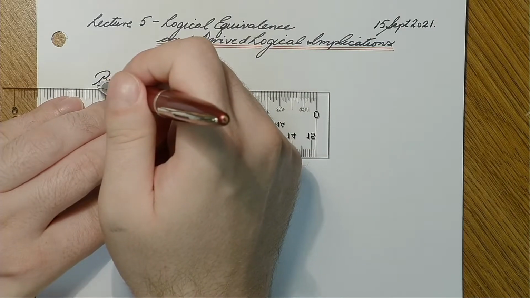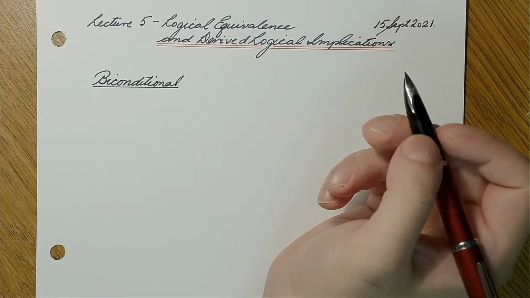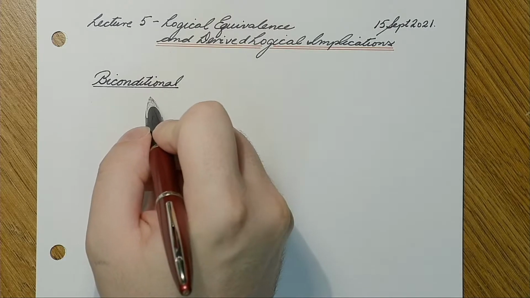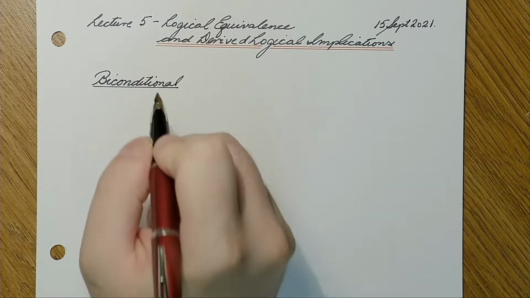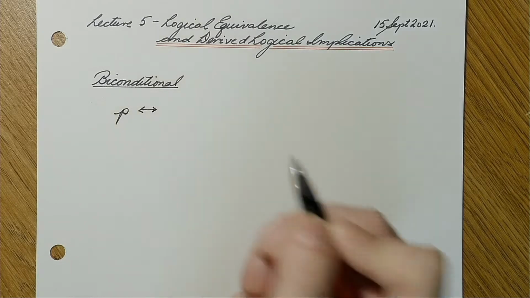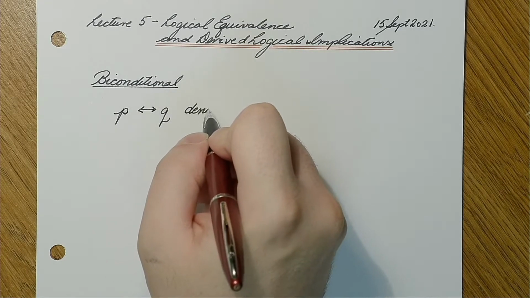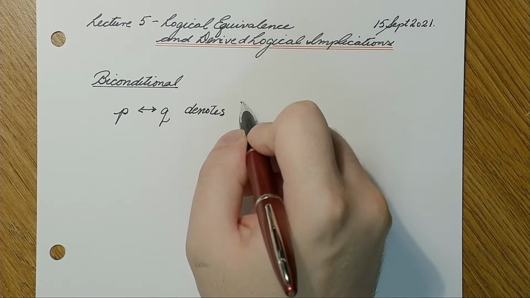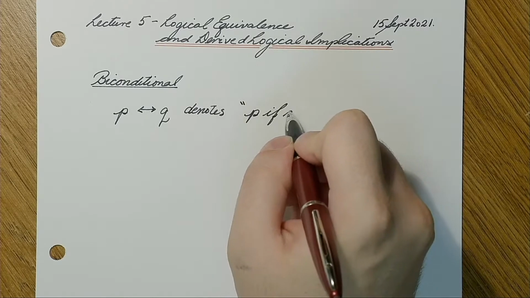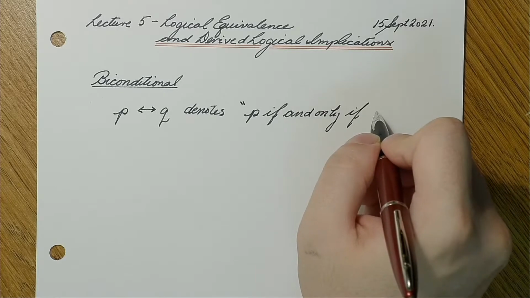Here's the biconditional. So this is kind of another logical connector, if you'd like. So this is P, and then this is a back and forth arrow, and I have Q. And what this denotes is the proposition P if and only if Q.